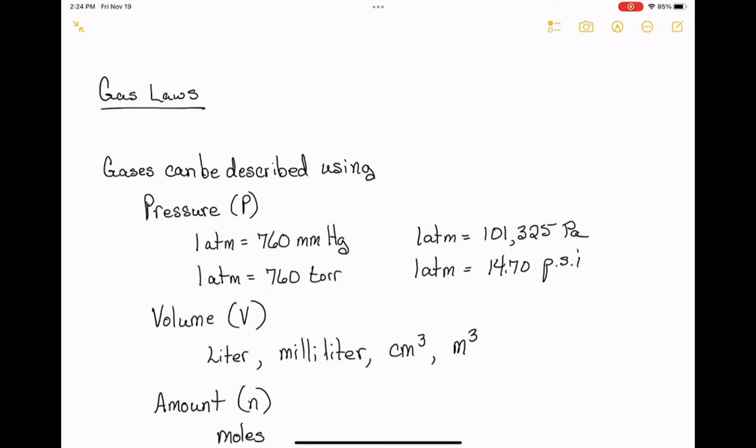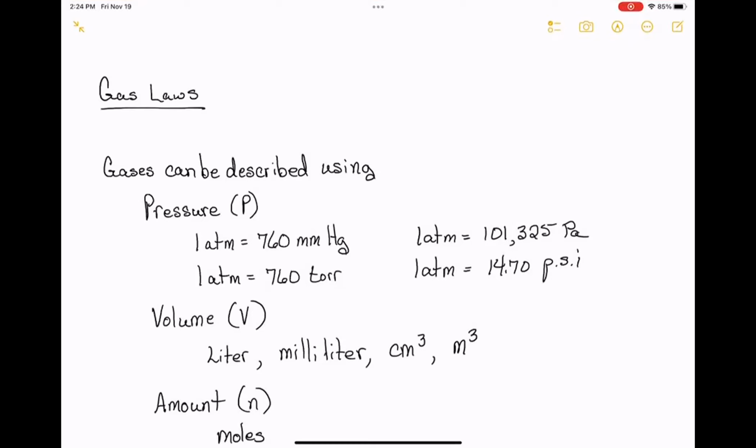Now, because I do tend to use atmospheres, I have given you the conversion factors that will allow you to convert between various pressure units and atmospheres. And yes, you will receive these conversion factors on the final exam. So you don't have to memorize them.